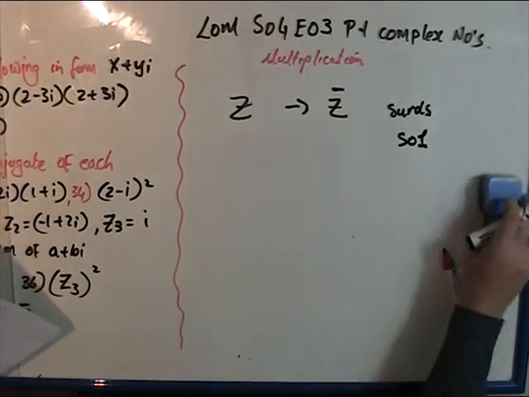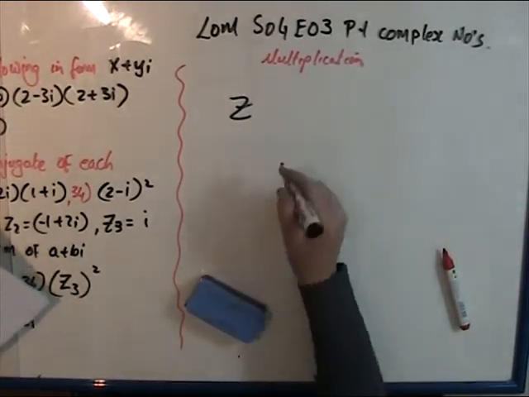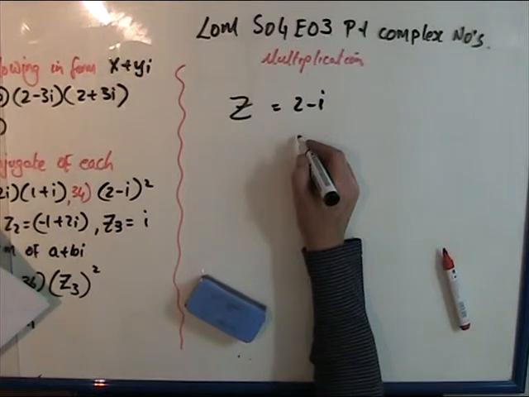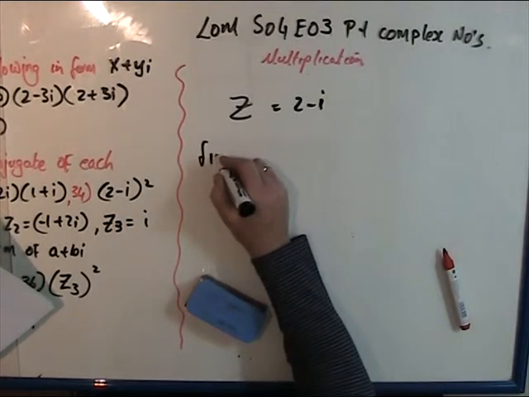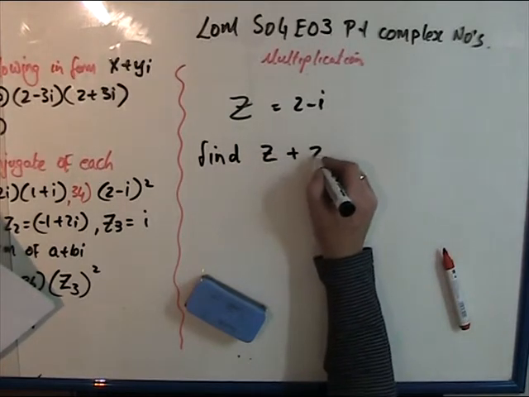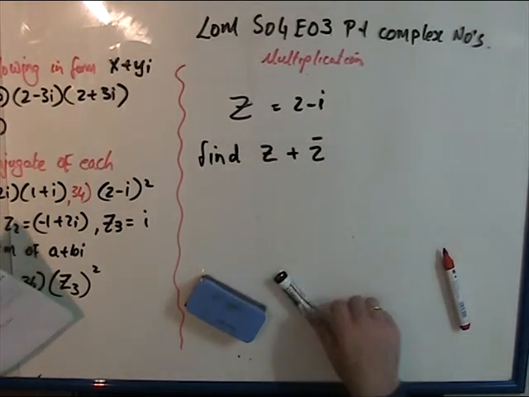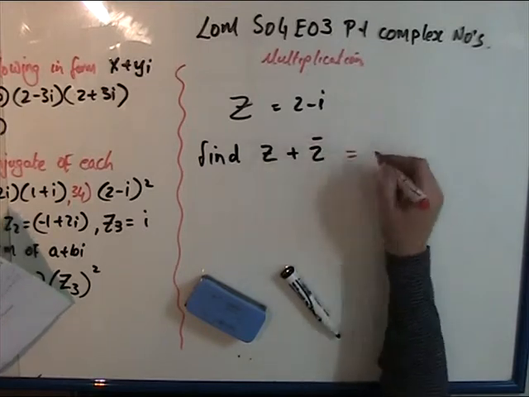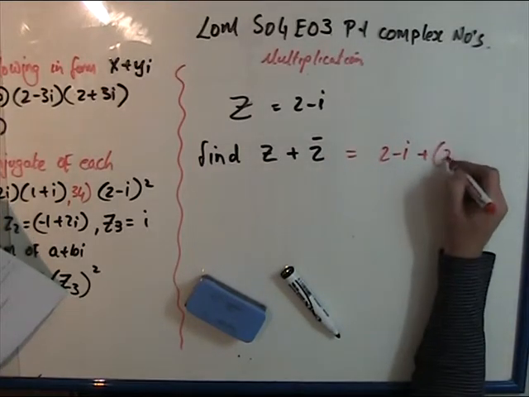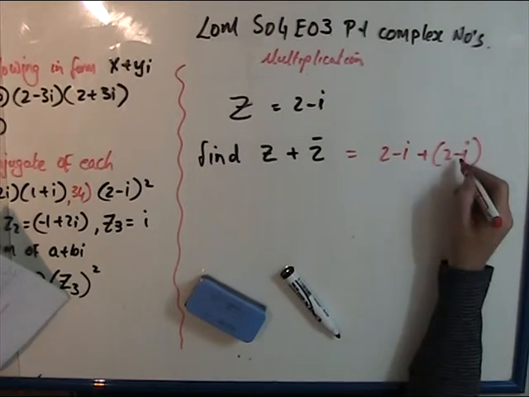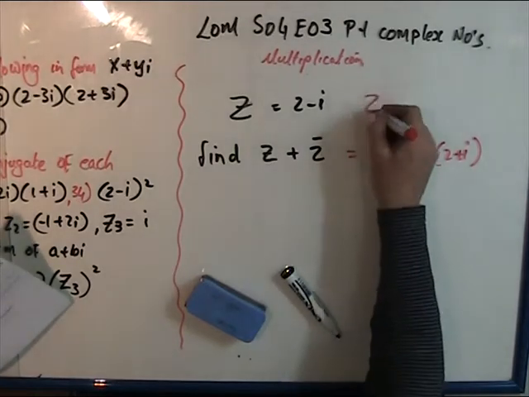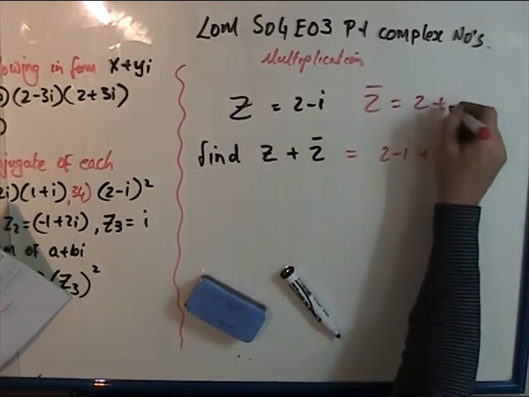So if z is equal to 2 minus i, find z plus the conjugate of z. So that's going to equal z, which is 2 minus i, plus, remember you're following your signs, the conjugate, which is 2 plus i.